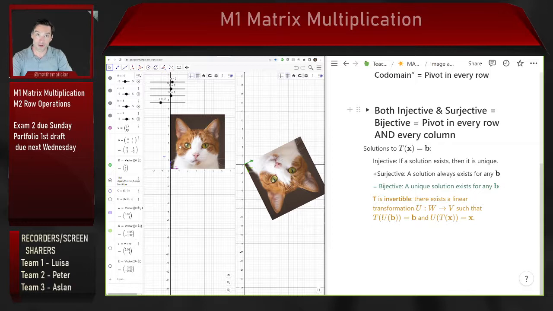Every point in the domain is associated with a unique point in the codomain because we have a function, but also every point in the codomain is associated with a unique point in the domain. That's the real magic of an invertible transformation. So whatever I did to transform this cat's face into this transformed face, there is another linear transformation that does the reverse and can get me back to start.